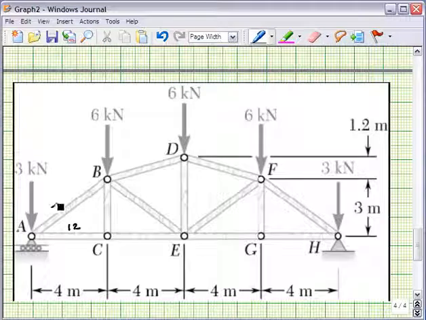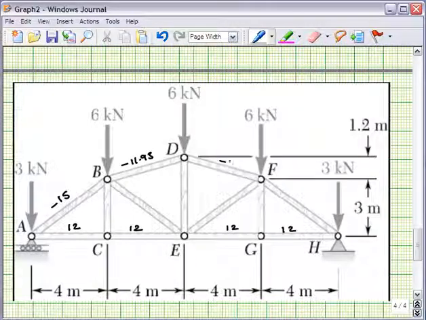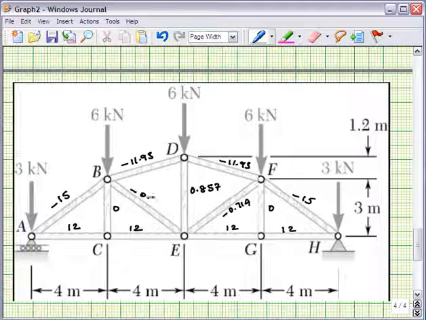This was 12, that was minus 15, this was 12, that was 12, that was 12, and let's see, that was 11.93, so that was minus 11.93, this was 0.857, and that was minus 0.714, this was minus 15, that's 0, that's 0, so this is minus 0.714.